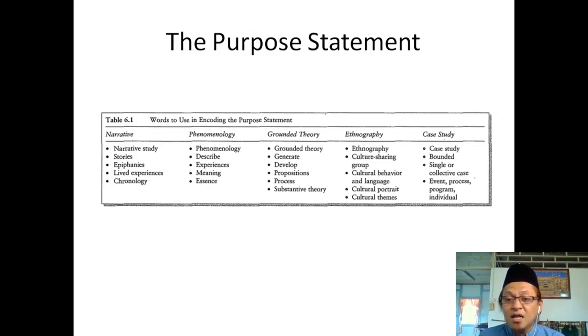Ethnography: the word ethnography itself, culture sharing, cultural behavior, cultural portrayal, cultural themes. All the words about culture must appear in ethnography. And last but not least, the case study. The appropriate terms to be included would be the words case study itself, bounded, that will be the boundary, and then single or collective cases, event, process, program, individual. These can be used in writing your purpose statement for a case study.